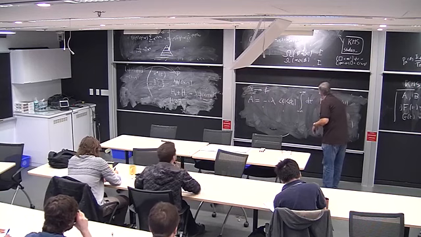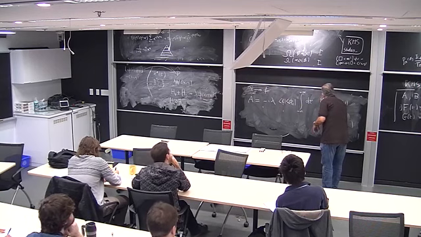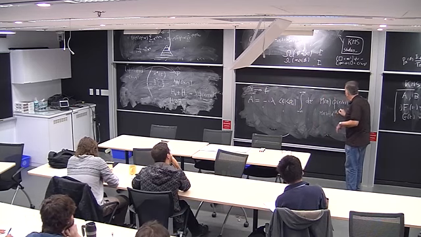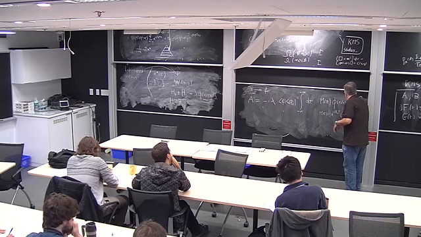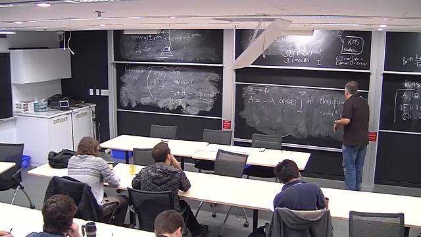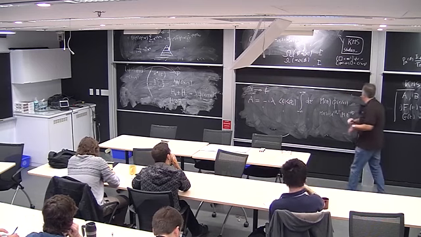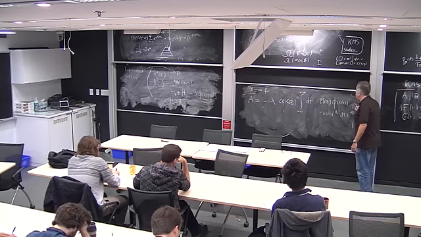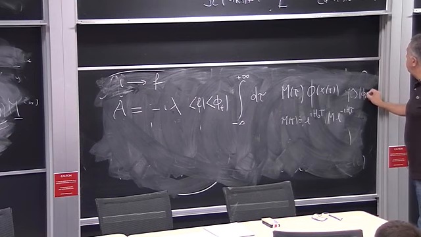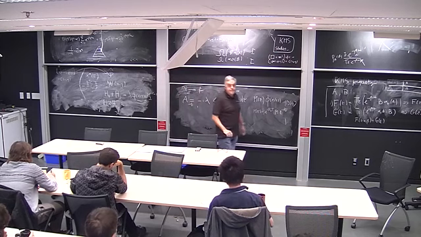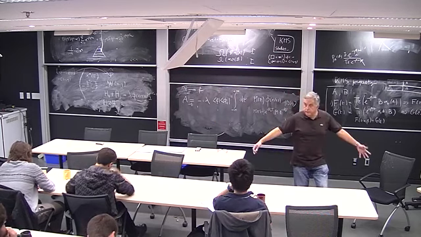What is m of tau? M of tau is e to the i H0, the free part of the Hamiltonian of the detector, m e to the minus i H0 tau, okay, times acting on the initial state of the field and the detector. This is the transition amplitude at first order in perturbation theory.